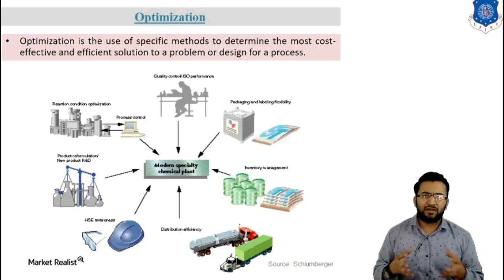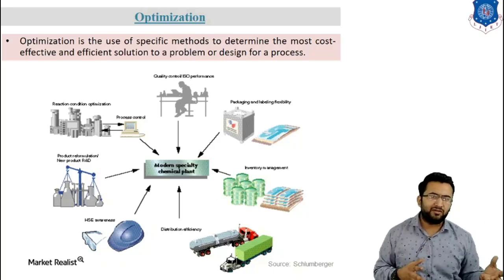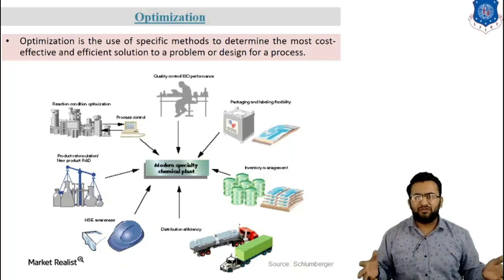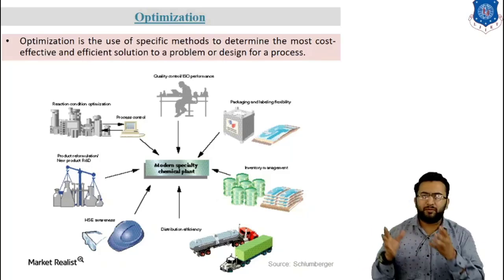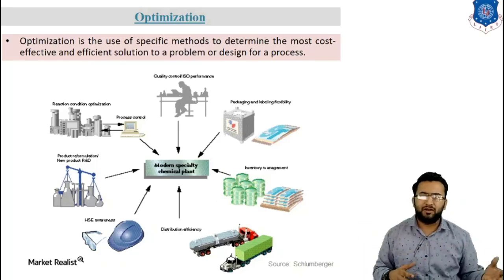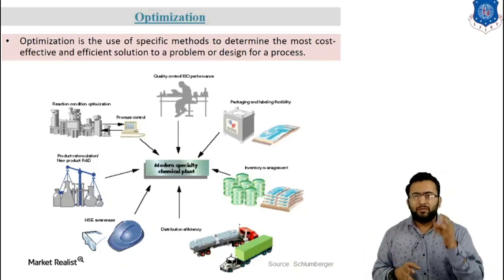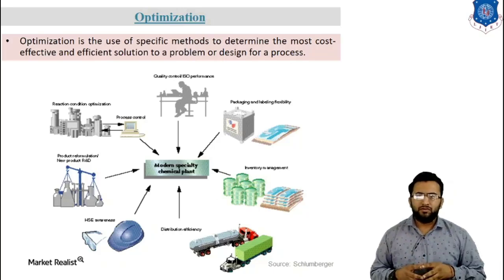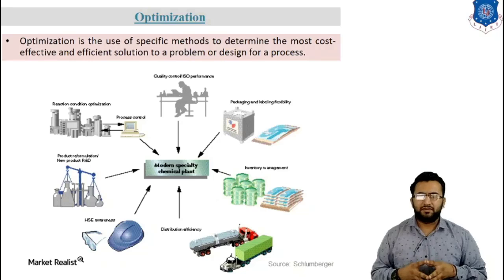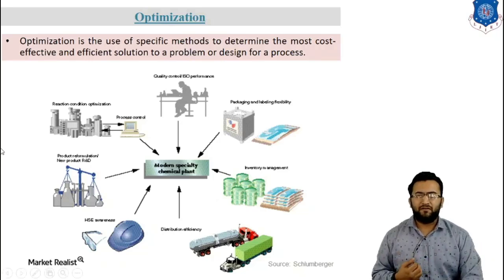There are also other examples of optimization in the chemical industry: the optimum insulation thickness, the optimum reflux ratio in a distillation column, and the optimum operating condition for a boiler. So these are all basic examples of optimization in the chemical industry. So this is all about optimization. Now let's talk about the feasibility of plant design.